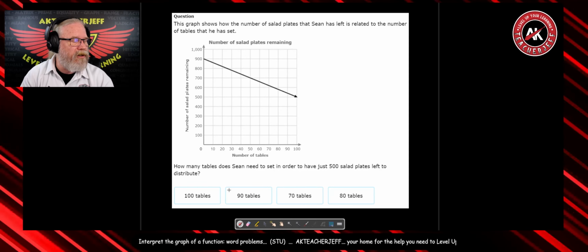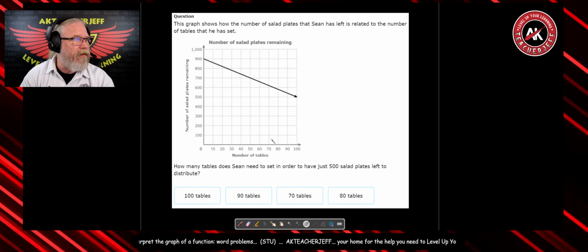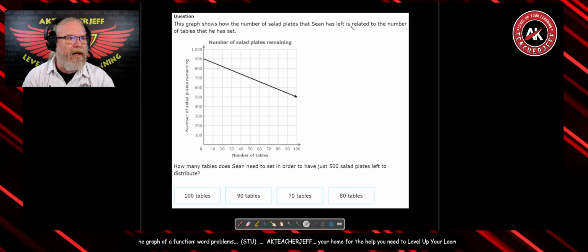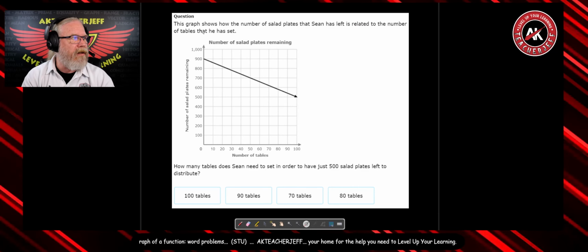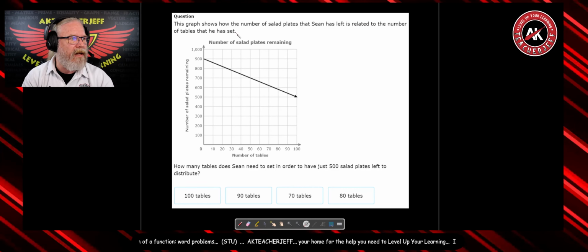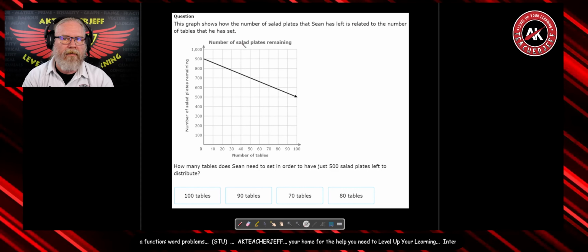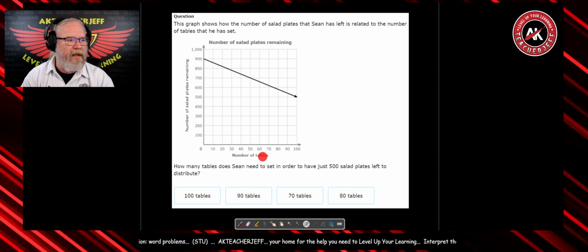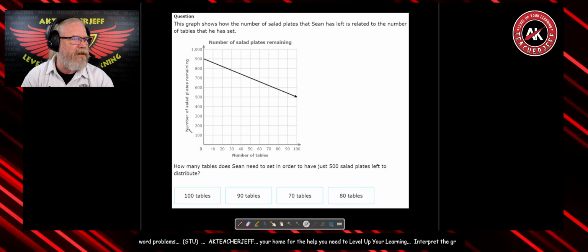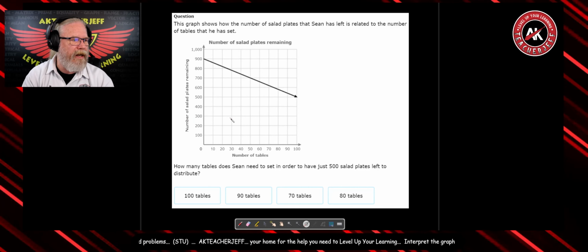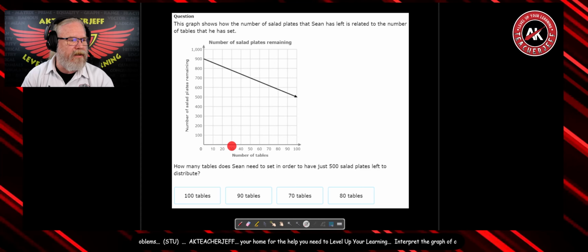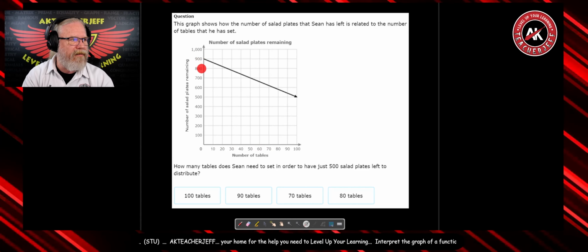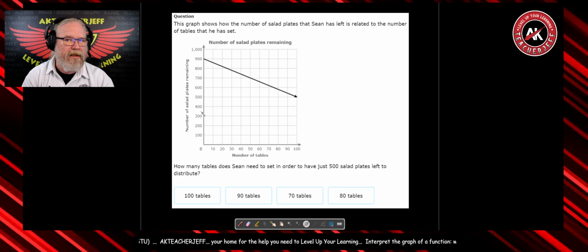Looking at the next question, let's read it. The graph shows how the number of salad plates that Sean has left is related to the number of tables that he has set. So our title is number of salad plates remaining. Our x-axis is the number of tables. Our y-axis is the number of salad plates remaining. As the number of tables that are set increases, the number of salad plates remaining decreases. That makes sense.